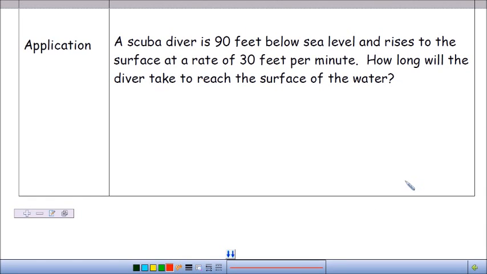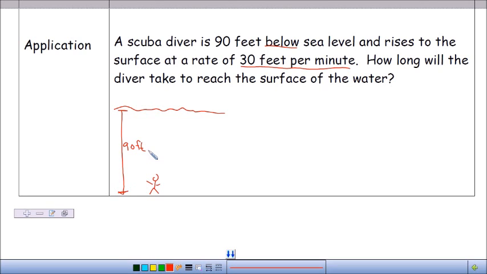A scuba diver is 90 feet below sea level, and then he rises to the surface at a rate of 30 feet per minute. How long will the diver take to reach the surface of the water? Okay, so let's draw a picture so we can understand this. Here's the surface of the water. The diver is way down here, at the bottom of the sea. And that is 90 feet from the surface of the water to where he's at.